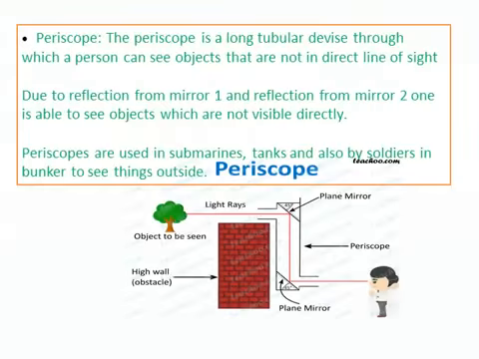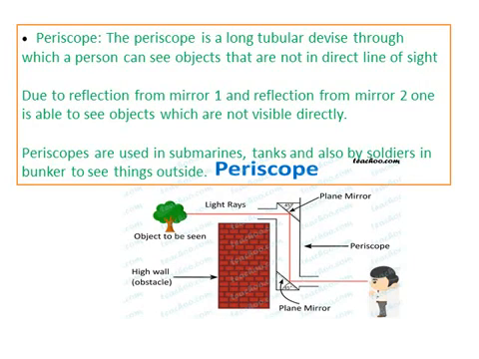The next instrument, which is based on the principle of multiple reflection, is a periscope. A periscope is a long tubular device through which a person can see objects that are not in direct line of sight. You can see the diagram here.